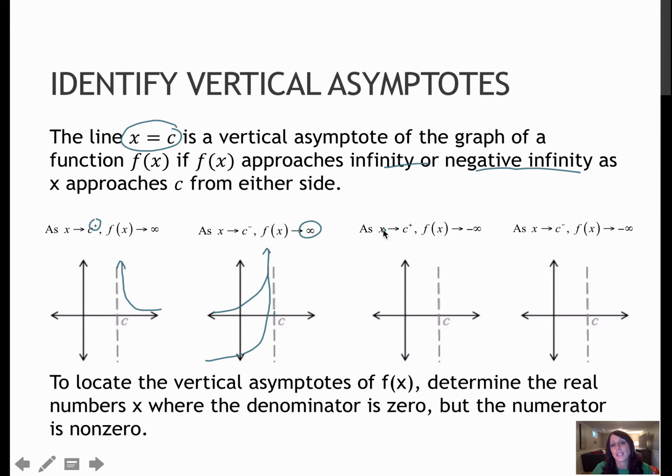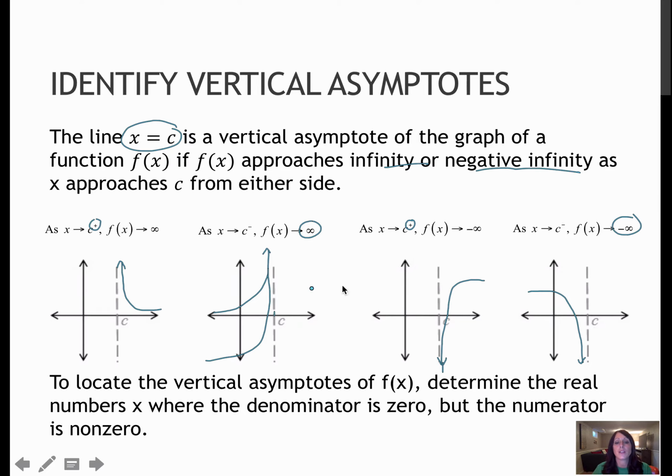On this one, we're saying as x approaches c from the right-hand side, it approaches negative infinity. Means, again, it's going to end up going like this, down forever as I get closer to c. Or negative infinity from the left would look more like this. Again, this is not telling me what's happening on these other parts of the function, but that will come later.